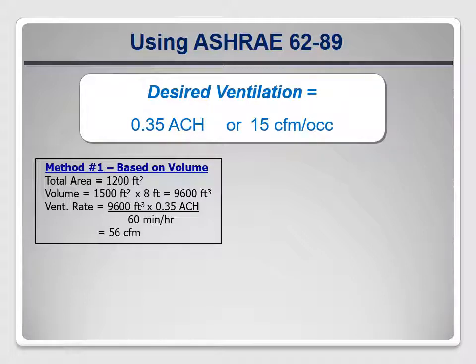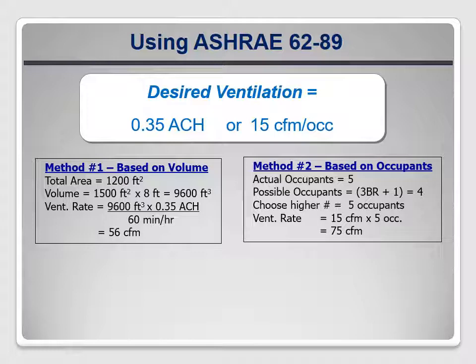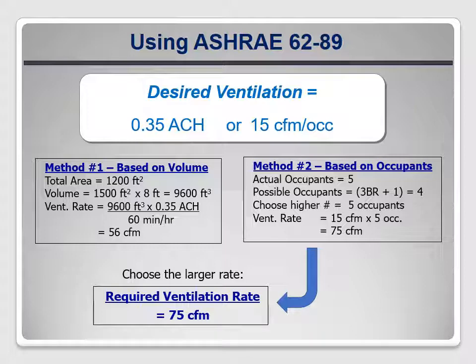Next, we'll evaluate based on the number of occupants. There are 5 occupants and 3 bedrooms, so we'll use the actual occupancy since it's higher than bedrooms plus 1. If we multiply 15 CFM times the 5 occupants, we get a total of 75 CFM. That's actually not very different from the 74 CFM rate calculated with ASHRAE 62.2 2013. In any case, we take the larger of these two numbers, so our desired ventilation rate is 75 CFM.